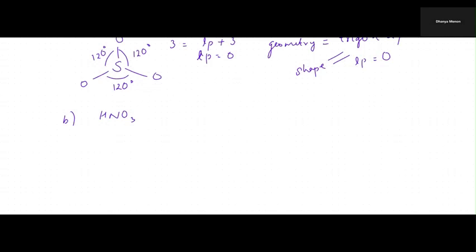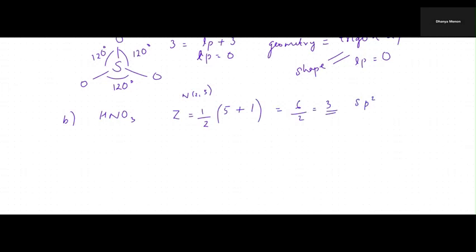Coming to the Z value, half. Nitrogen is 2, 5. So 5 plus, there's no positive or negative charge, but there's one monovalent atom. So 6 by 2 is equal to 3. So that is sp2 hybridization.